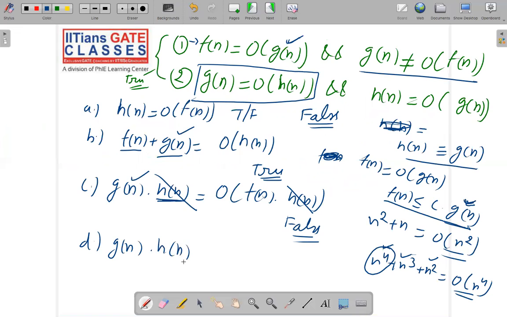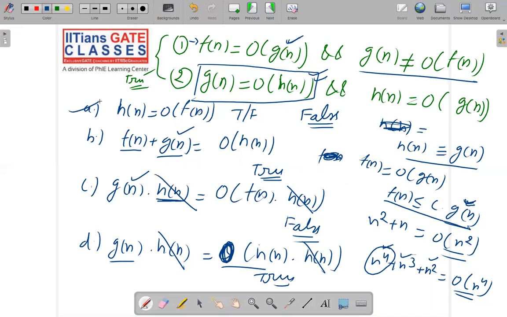Gn dot Hn equal to, sorry, not theta, big O of Hn dot Hn. Okay, so let's remove the same term on both sides. So Gn equal to order of Hn, it is already given. So this is also true. So this one is false, this one is true, this one is false, this one is true. So in ABCD, B and D are true. A and C are false.